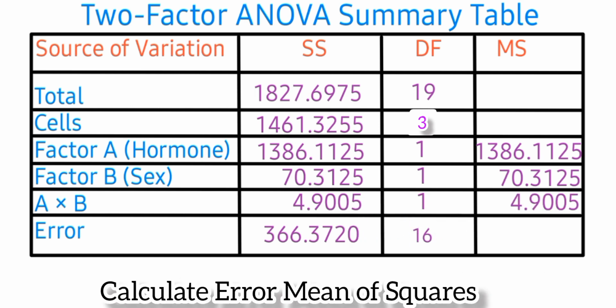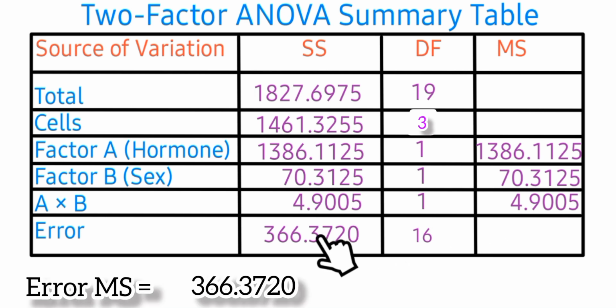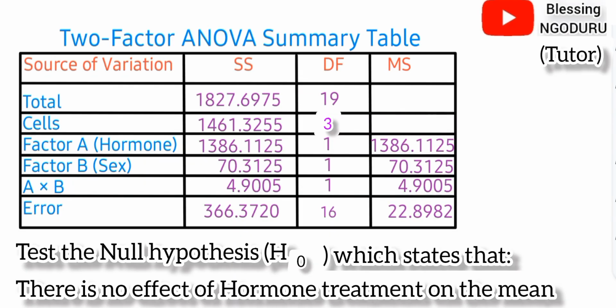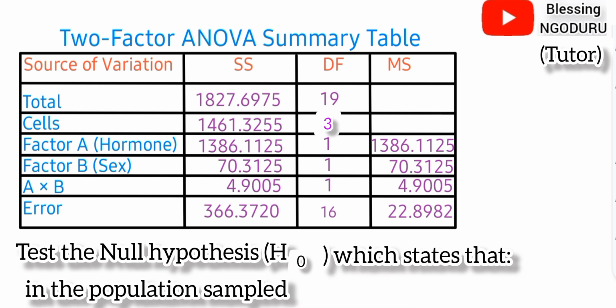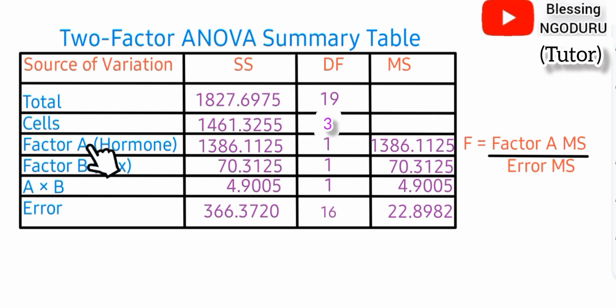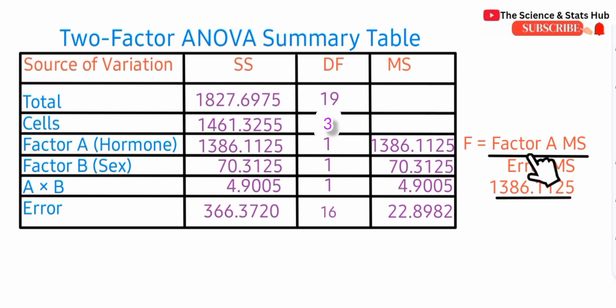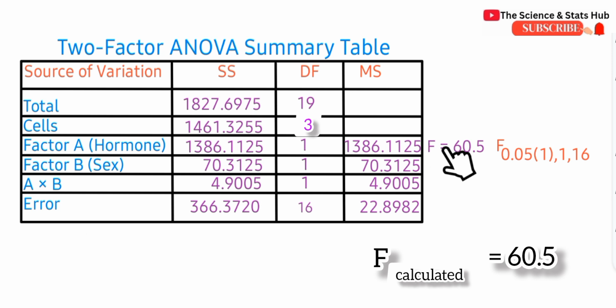Now let's calculate error mean of squares. Error mean of squares will be error sum of squares, this value, divided by error degrees of freedom, 16, which is 22.8982. Now let's test the null hypothesis, which states that there is no effect of hormone treatment on the mean plasma calcium concentration of birds in the population sample. For the hormone being factor A, F value will be factor A mean of squares divided by error mean of squares, which equals 60.5. Calculated F for factor A, the hormone group, is 60.5.